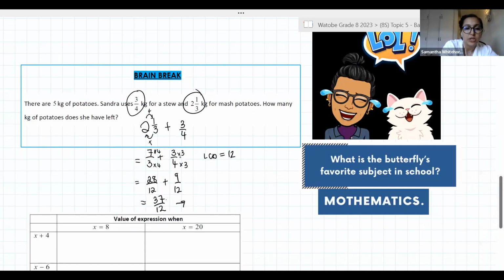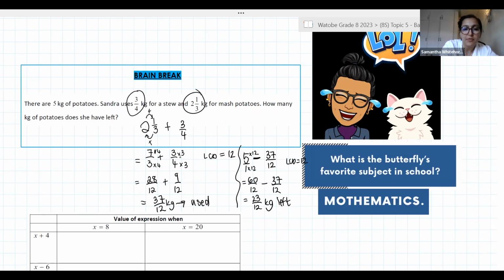So that is how much potatoes she used for both the mashed potatoes and the stew. Then we say, okay, we know we started with 5 kilograms. We know we used 37 over 12 kilograms. So let's subtract that and see what we have left. Again, you need an LCD. That's 5 over 1. So our LCD here is once again 12. So we would times the 1 by 12 and the 5 by 12. That's where Deborah got 60 from. So we've got 60 over 12 minus 37 over 12. And that gives us 23 over 12 kilograms left.